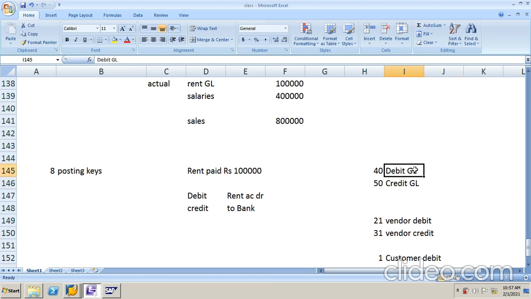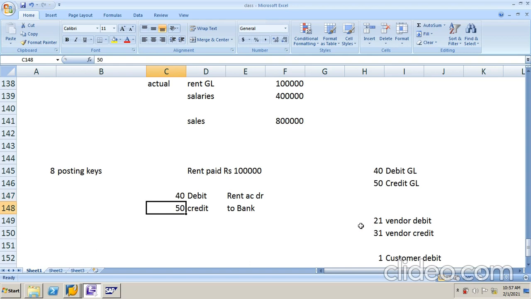Debit GL is 40, credit GL is 50. So this is the GL. Whatever line item is in debit comes under 40, and whatever is in credit comes under 50. We will not give this manually. Automatically, if you pass the entry, the system will take what is the debit and what is the credit. So we don't enter this manually.